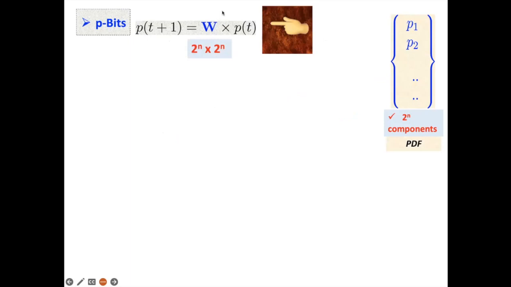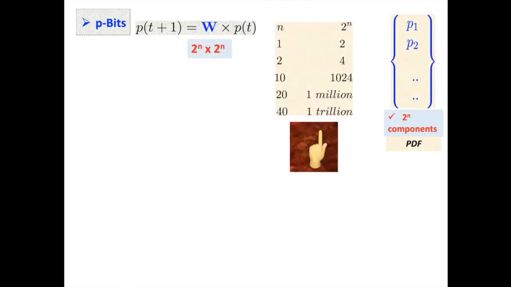And you have a matrix, 2 to the power n by 2 to the power n matrix, that connects them. Now, viewed this way, you can see a very important point, and that is that as n increases, this 2 to the power n increases very fast. So with n equals 10, 2 to the power n is about 1,000. But with n equals 40, it's like 1 trillion.